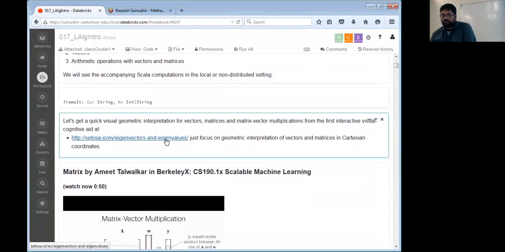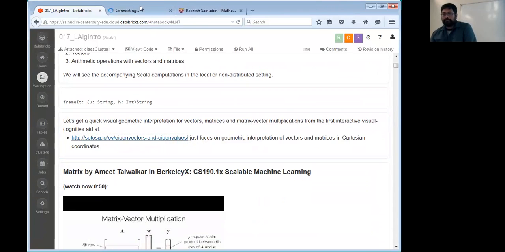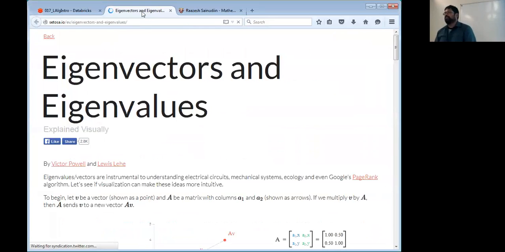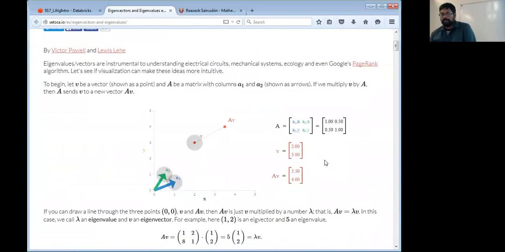So before we do that, let me just take you through this. It goes back all the way to René Descartes. He was French, right? Descartes came up with the Cartesian coordinates to marry algebra and geometry. That's kind of where I'm going. This is a very nice visual cognitive tool, where essentially we can interact.